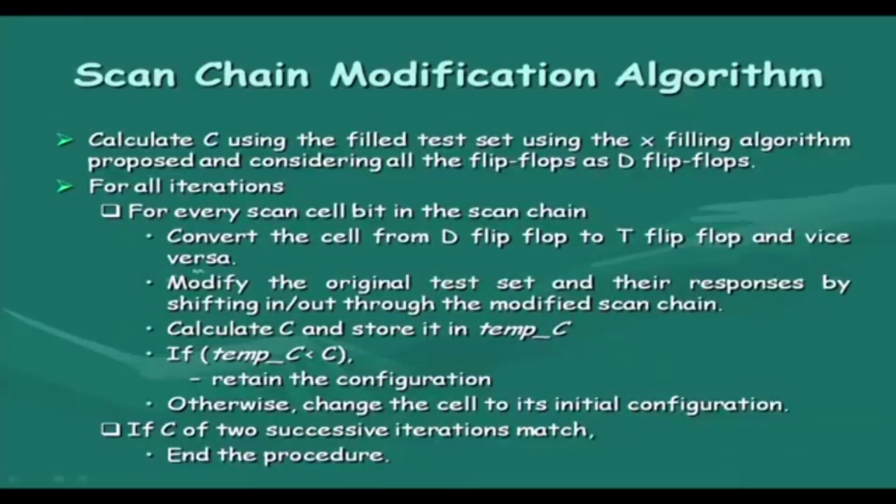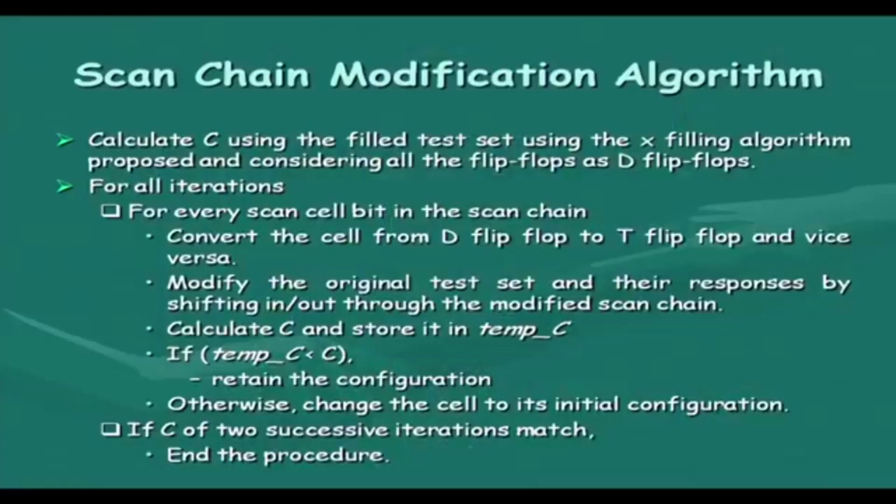Now this process is repeated for every scan cell bit. If I have 100 scan cells, then this loop is repeated 100 times. After that, we start the next iteration of this outer loop. Again we try to flip the flip flop type. Previously, if this flip flop was converted from D to T, now we try taking it back from T to D, and why can this improve?